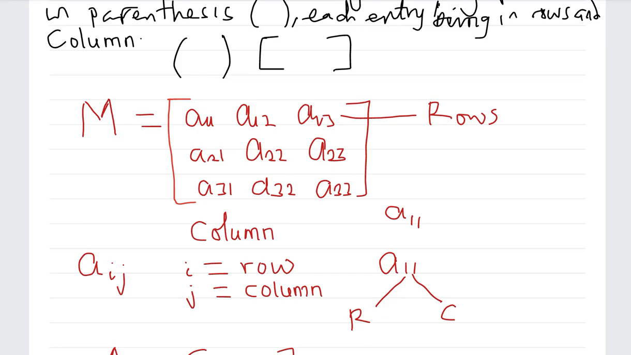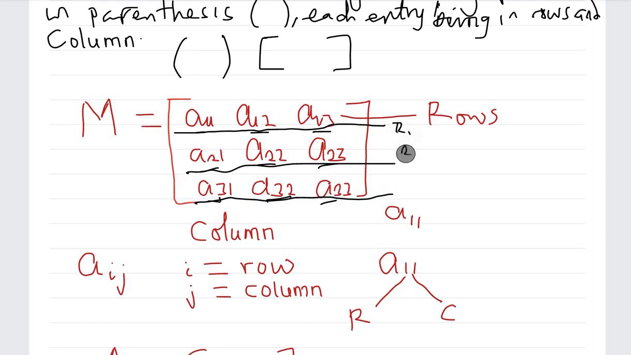Now, if you have a matrix M equal to A11, A12, A13, A21, A22, A23, A31, A32, A33. Are you seeing that now? This is always the rule. So this is row 1. This is row 2. And this is row 3. Are you seeing that now?